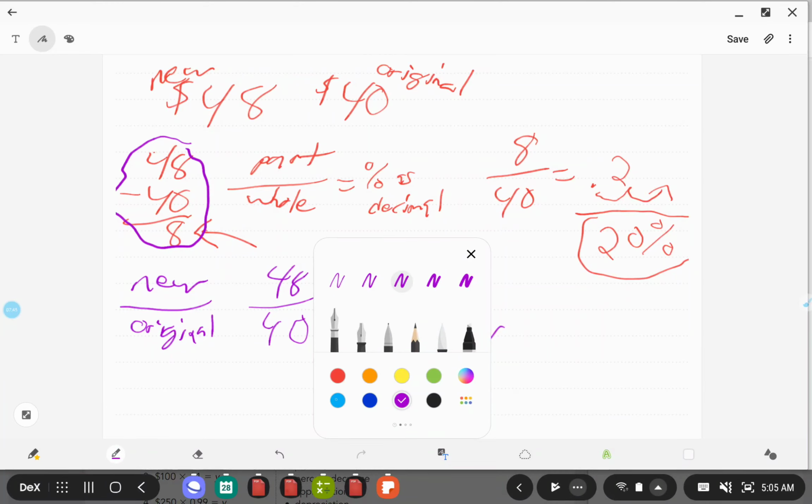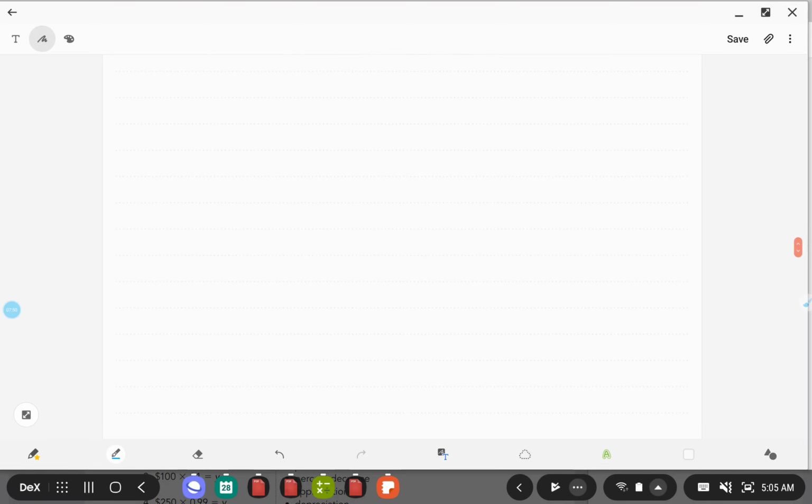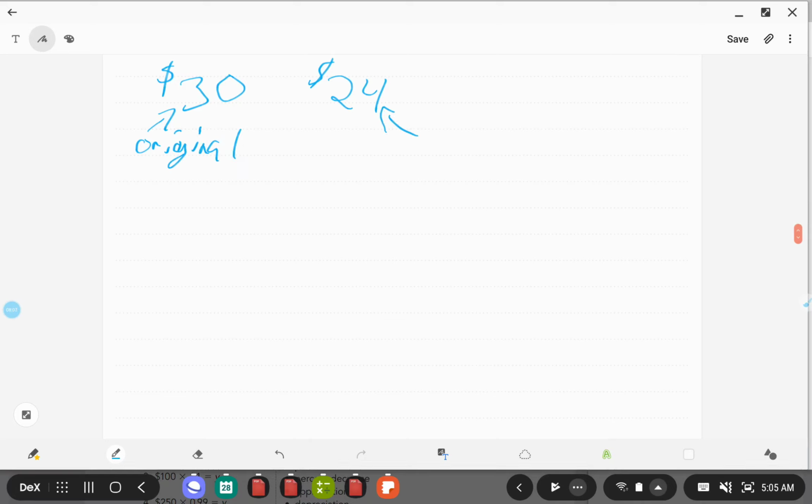You will sometimes have decreases, right? So you may have a problem which said that something originally cost $30, but now it only costs $24. So in this case, this would be the original, and this would be the new. So I could take the difference, 30 minus 24, and that gives me 6. So that means it decreased by 6, right?